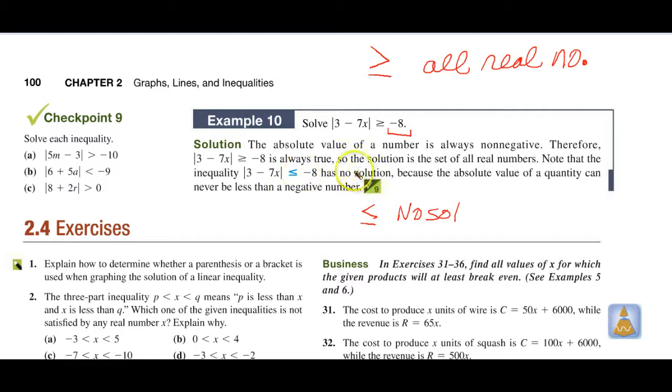So read this over. This is sort of a unique condition, because we said if we just had an absolute value equal to a negative something, that would be no solution. But if it's greater than or equal, it's all real numbers. But if it's less than or equal, it's no solution.